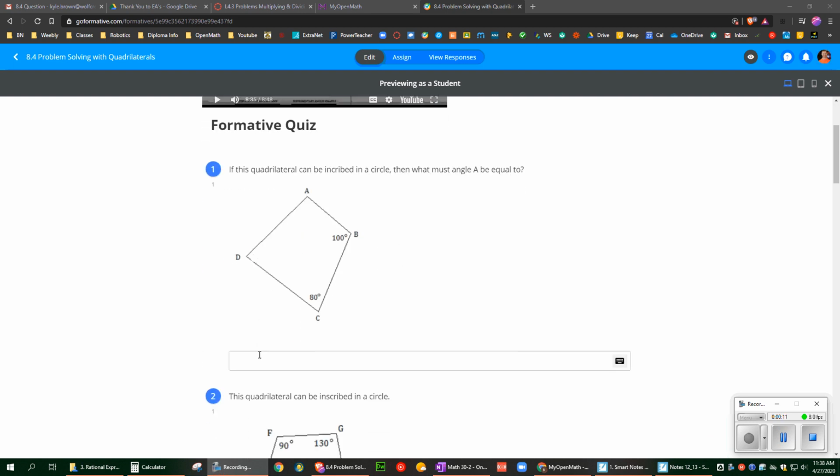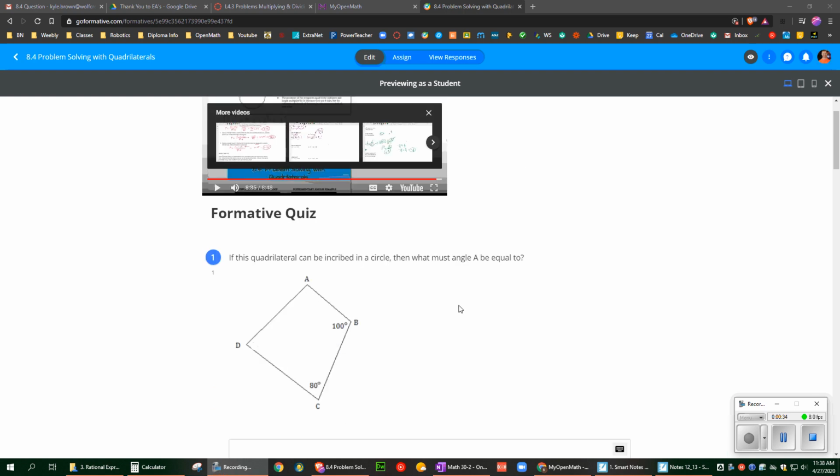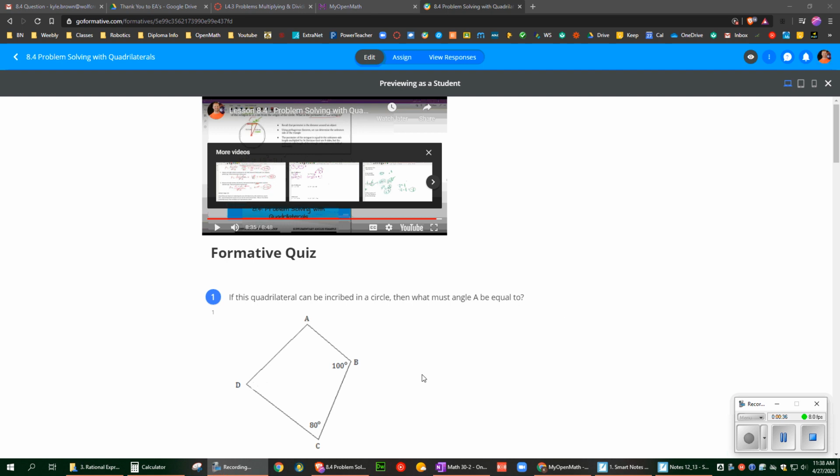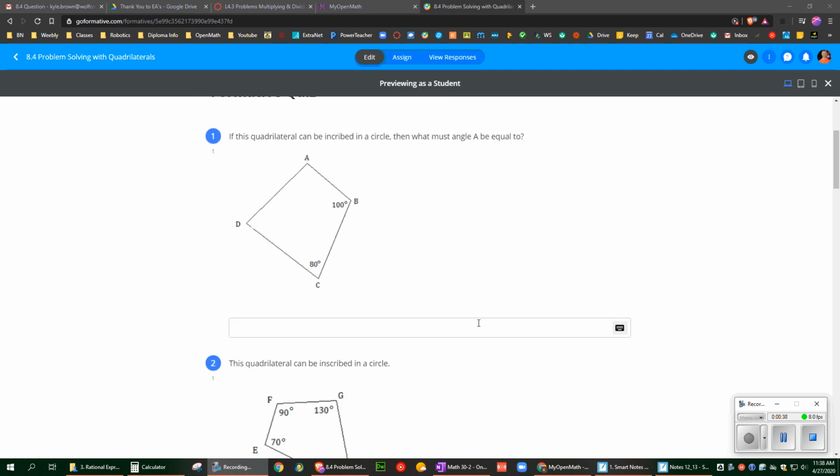So for number one, it says if this quadrilateral can be inscribed in a circle, then what must angle A be equal to? If it really is inscribed in a circle, you can imagine that there's a circle going around the outside of this thing here, right? Well then, angle A plus angle C must add up to what? So go back through that video. Maybe that'll make it a bit clearer.